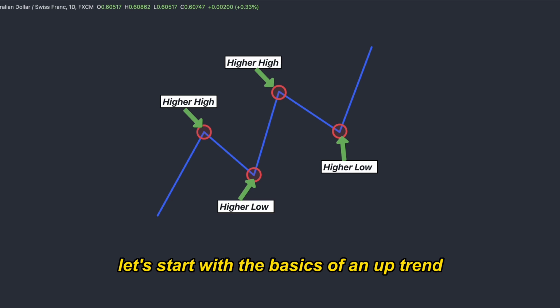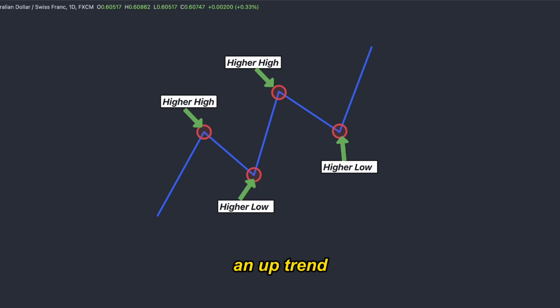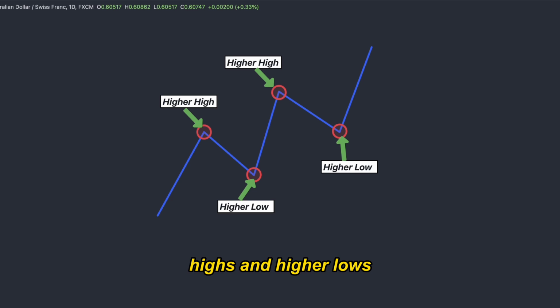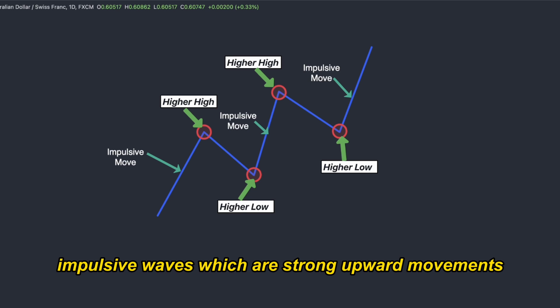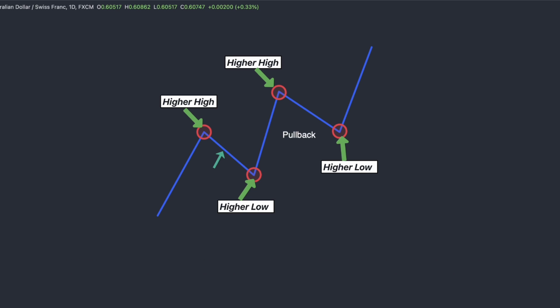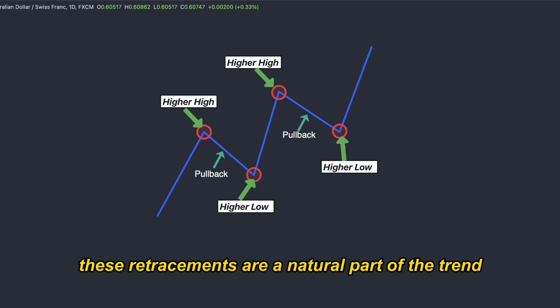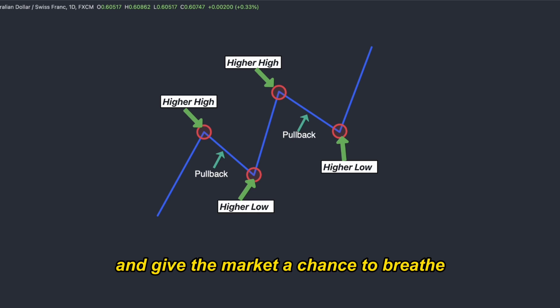Let's start with the basics of an uptrend. An uptrend occurs when the market continuously forms higher highs and higher lows, signaling that buyers are in control. The price moves in two phases: impulsive waves, which are strong upward movements, followed by retracement moves, which are temporary pullbacks. These retracements are a natural part of the trend and give the market a chance to breathe before resuming the next upward push.